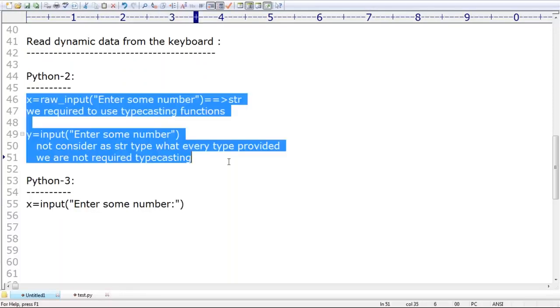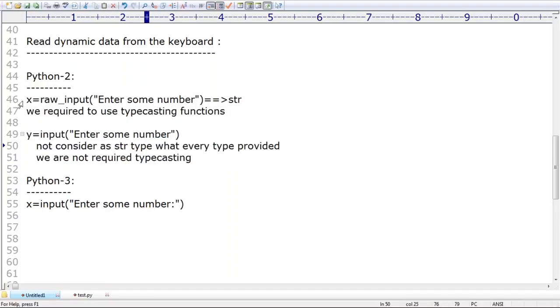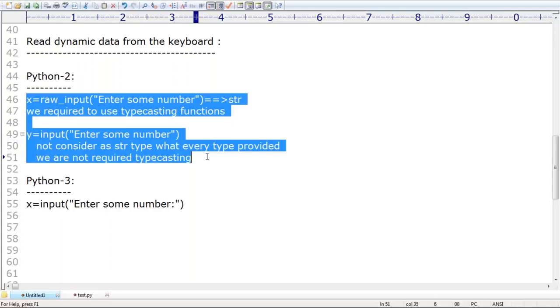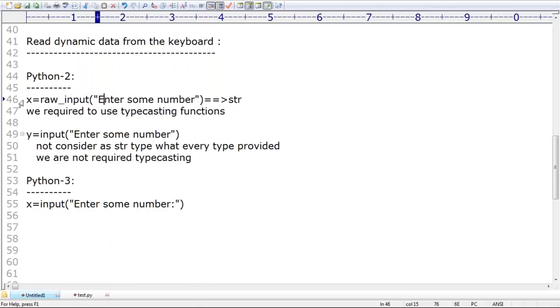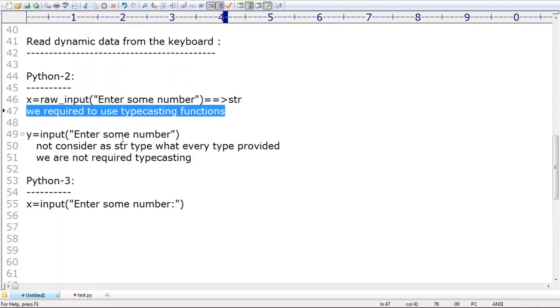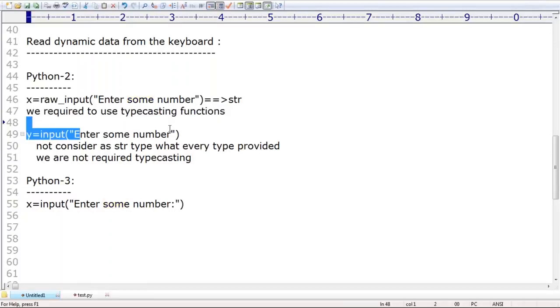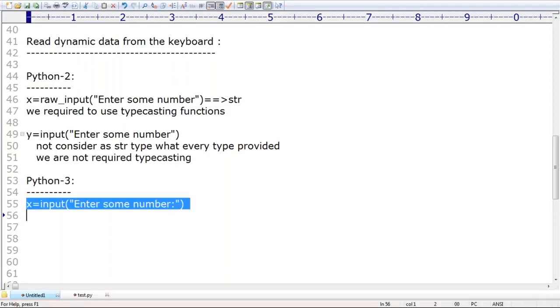In Python 2, how many input functions are available? Two. What is the first one? Raw input. Second one, input. What is the difference between raw input and input? The raw input function, by default, is always going to treat input as str type. Compulsory we require to perform typecasting. But in the case of input, whatever number you enter, that number only, typecasting is not required. Clear up to this? Next, in Python 3, raw input is not there, input is there.